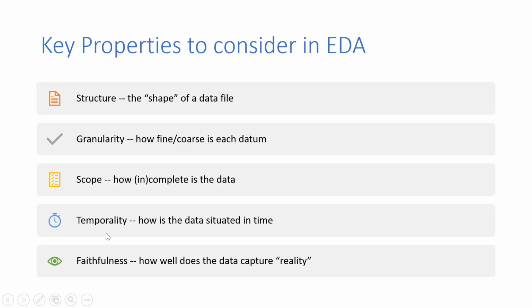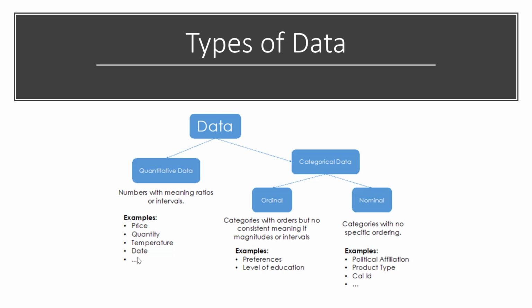Temporality: how is the data situated in time? Data changes all the time, so the validity of the data is critical. What are some examples of these things? You can think about that. Faithfulness: how well does the data capture reality? Random data do not reveal real behaviors, so you want to make sure that the data you have is real data, not some simulated or produced data.